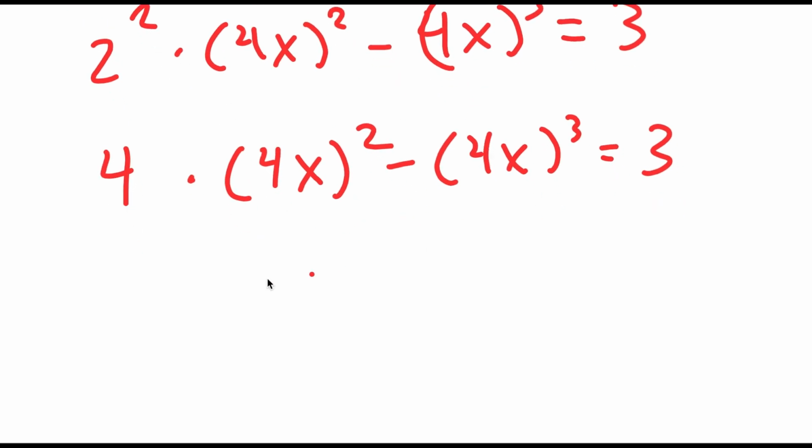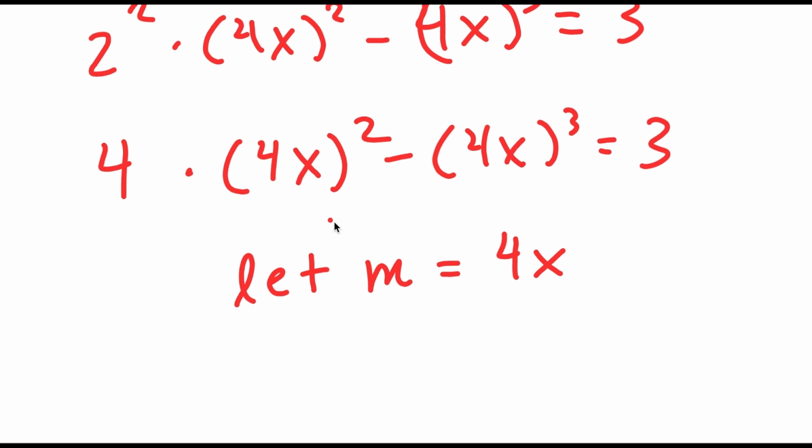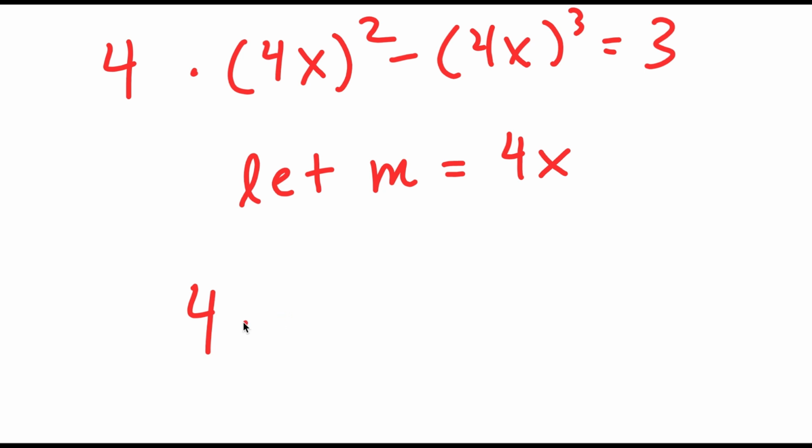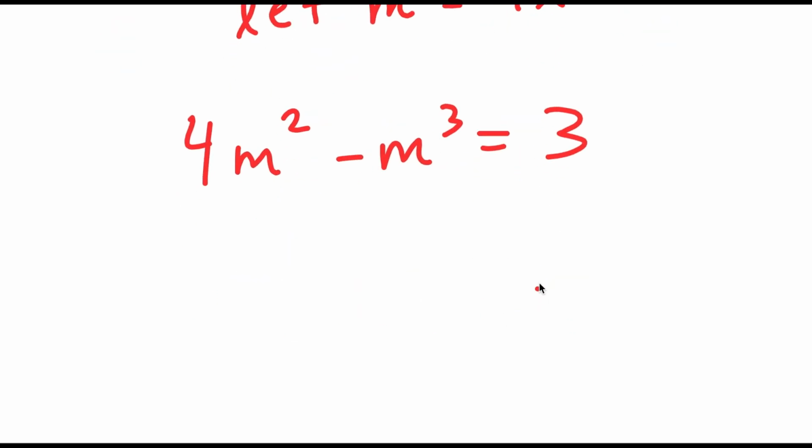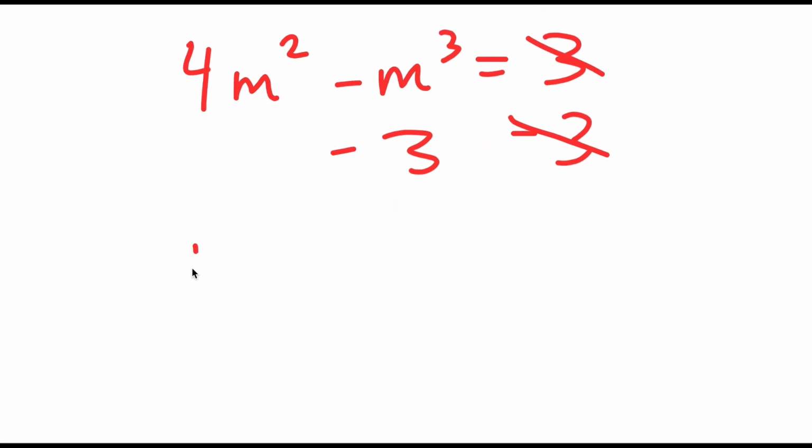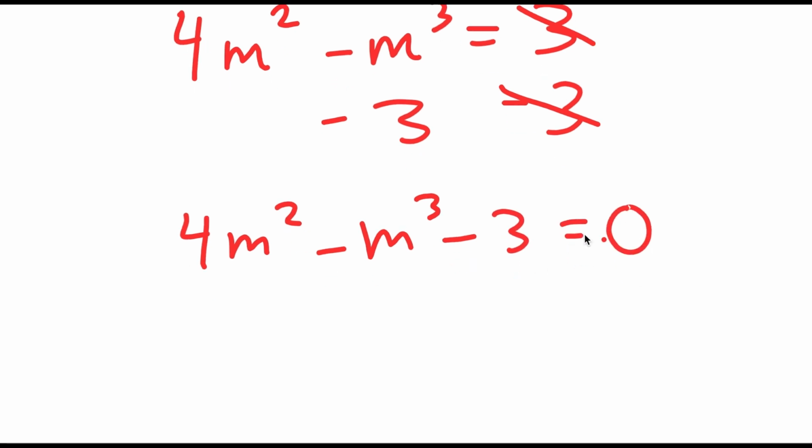And now from here, what I'm going to do is let a variable m equal 4x. So now I can substitute m into this equation for 4x. So now I get 4 times m squared, which is just 4m squared, minus m cubed is equal to 3. And now if I subtract 3 on both sides, I get 4m squared minus m to the power of 3 minus 3 is equal to 0.